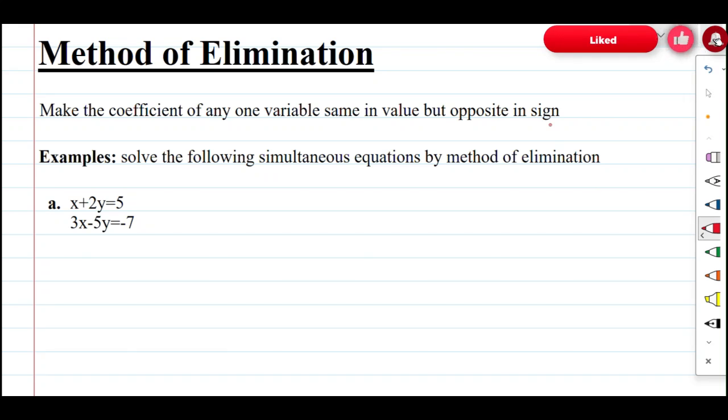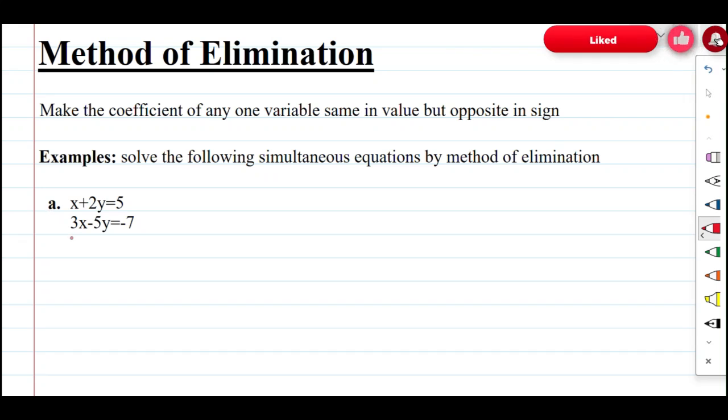Now let's do this with some examples so this statement will be more clear to you. Now the example: solve the following simultaneous equations by method of elimination. For part A you have x plus 2y equals 5, and 3x minus 5y equals negative 7. Both are straight lines, a linear system, which means you have only one solution, right?